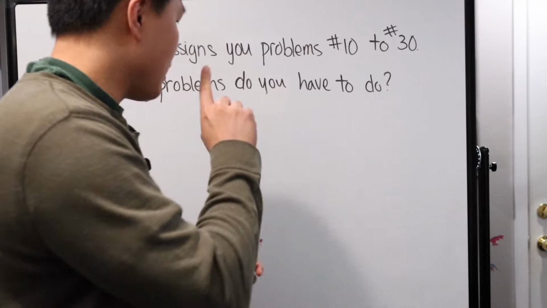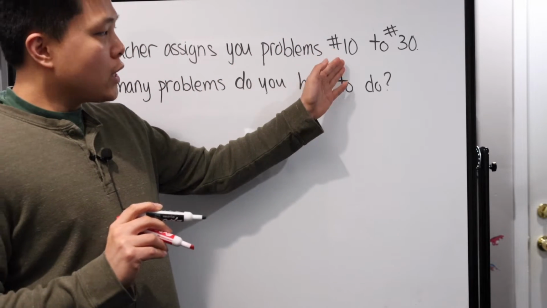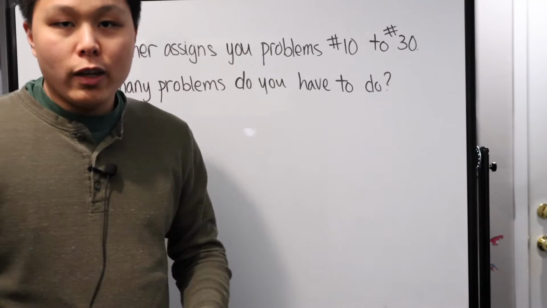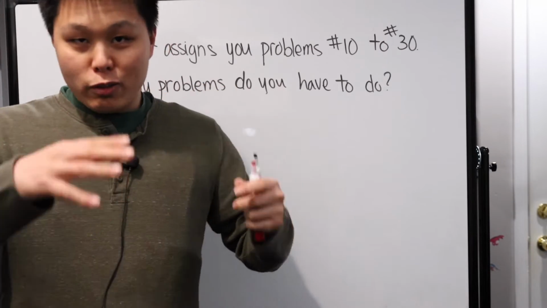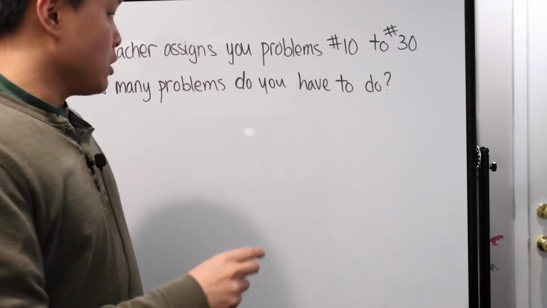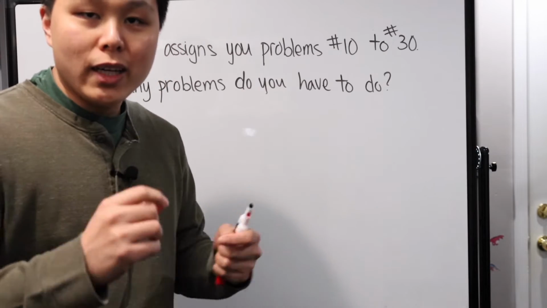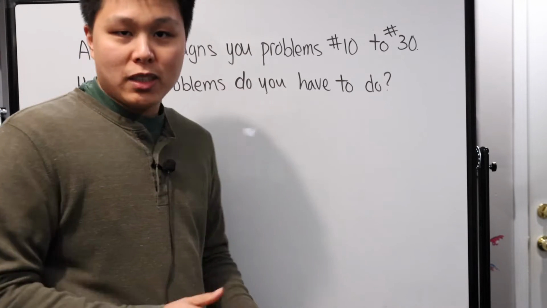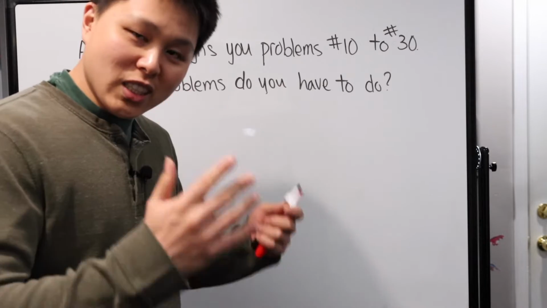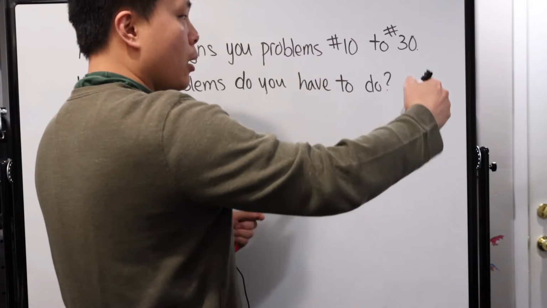Here's a classic example. A teacher assigns you problems number 10 all the way to number 30. How many problems do you have to do? Well, don't be a smart aleck like, oh, I don't have to do any problem. Imagine you're just answering this question. Immediately you jump: all right, 30 problems and 10 problems, so all I have to do is 30 minus 10 and I get the correct answer, right? 30 minus 10 is 20. No, that's one of those moments where you're like, oh, I'm such an idiot. Why is that? It's so simple and complicated at the same time.